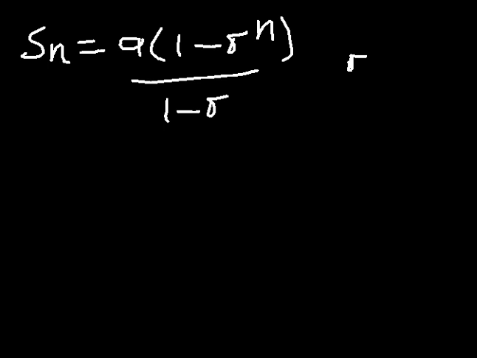This formula is basically used whenever r is less than 1, that is when r is, let's say, 0 something. So this is used whenever r is less than 1. It can be 0 something, or can even be a negative number.